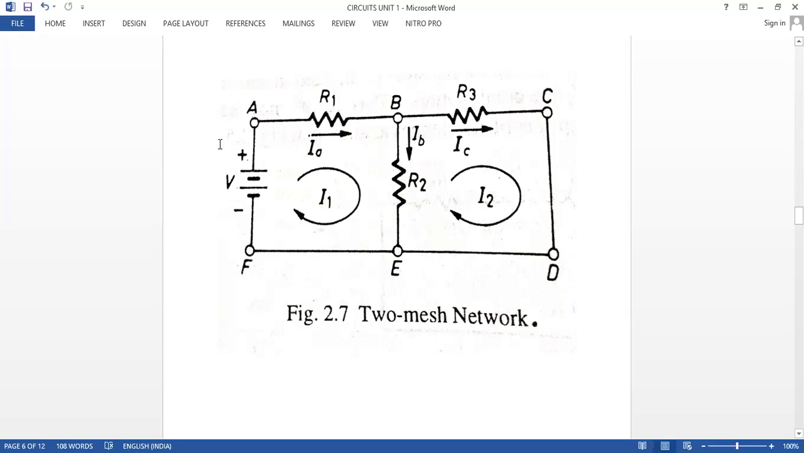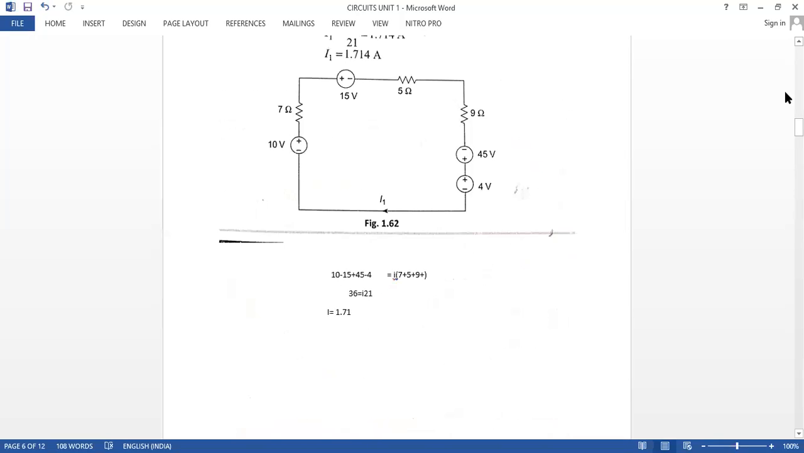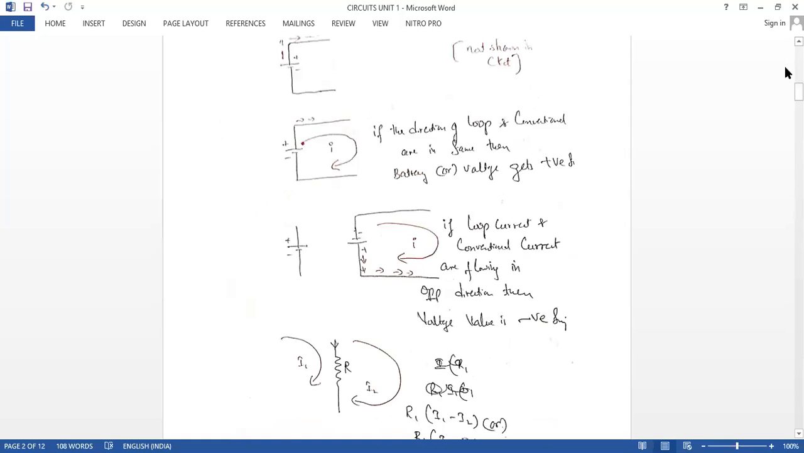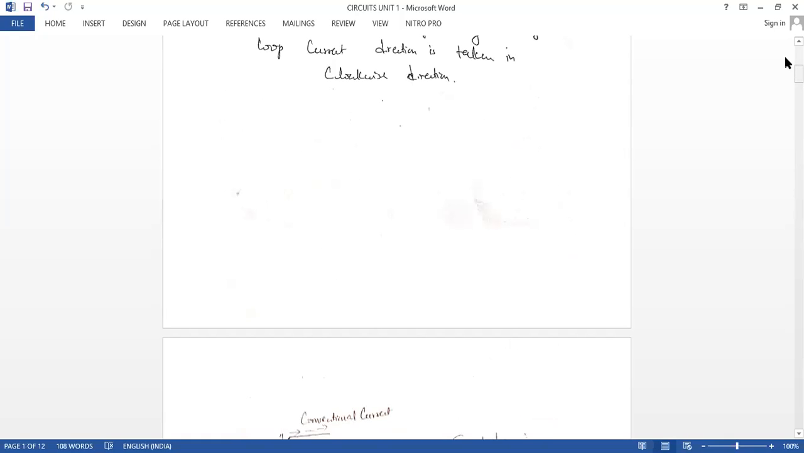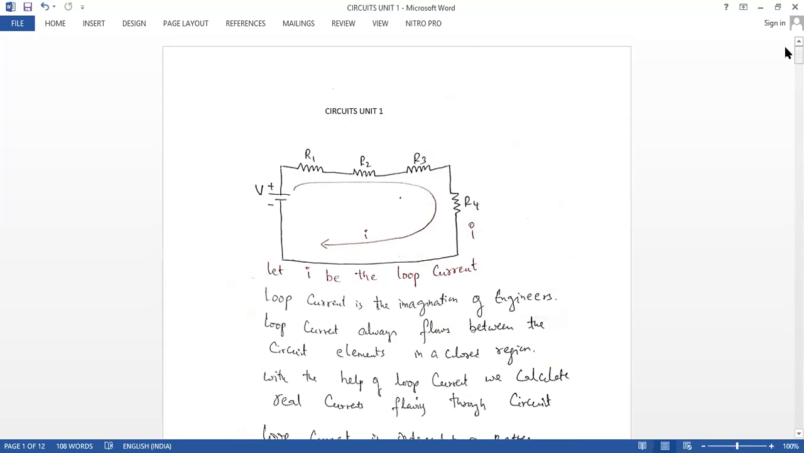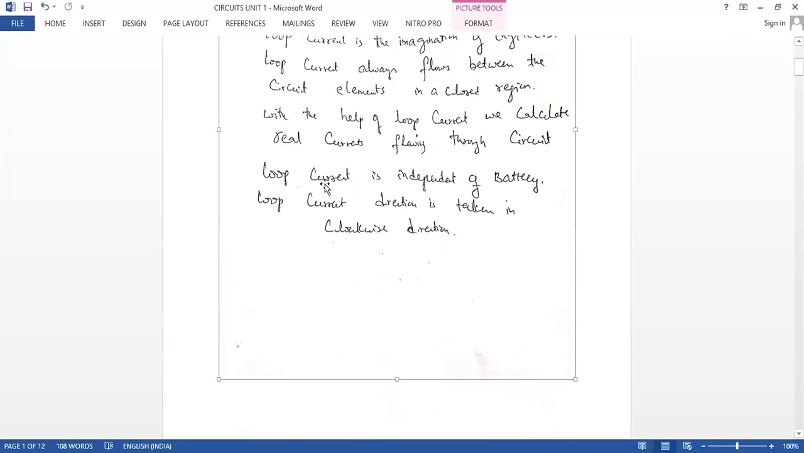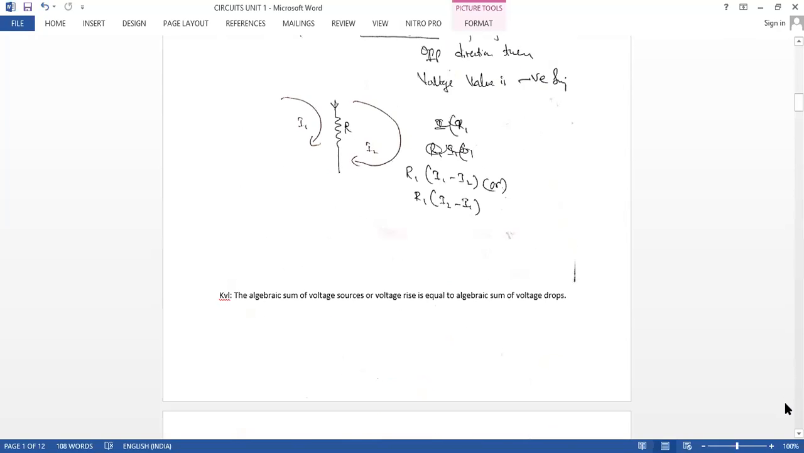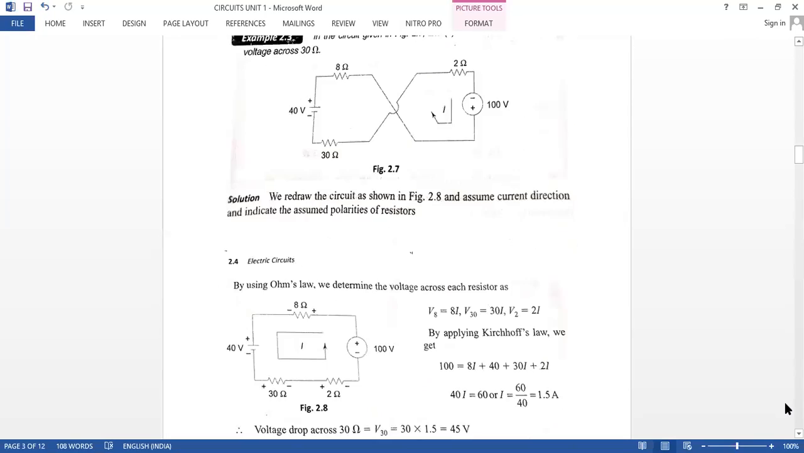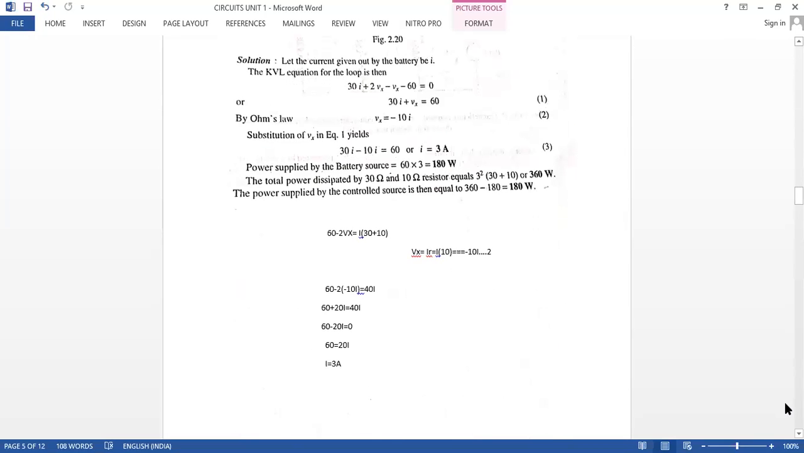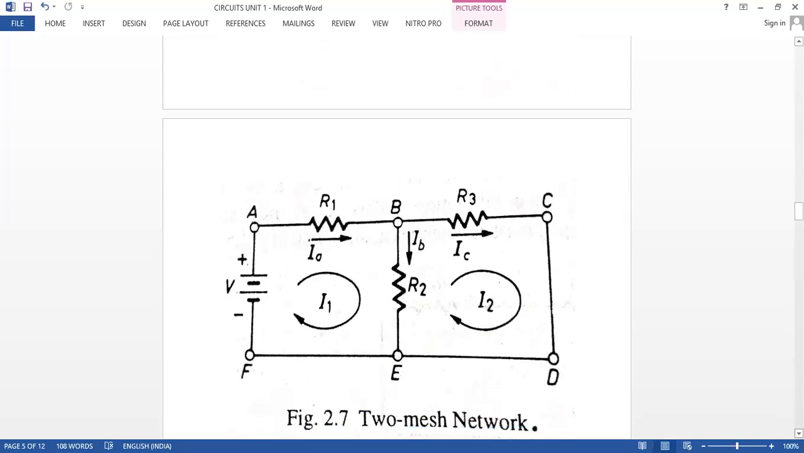Because whether this voltage source is present or not, what did I mention in the introduction about loop current? Loop current is independent of battery. That's why I kept that particular point. You see, all of you? What is the statement? Read this one, anyone? Loop current is independent of battery. It is the imagination. Whether the battery is present or not, it doesn't matter. Loop current is our imagination.